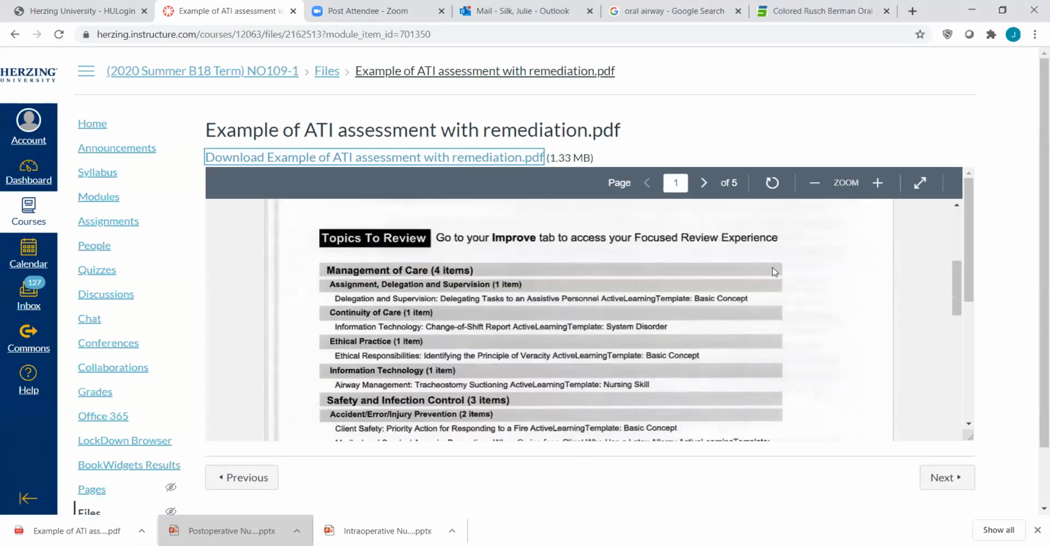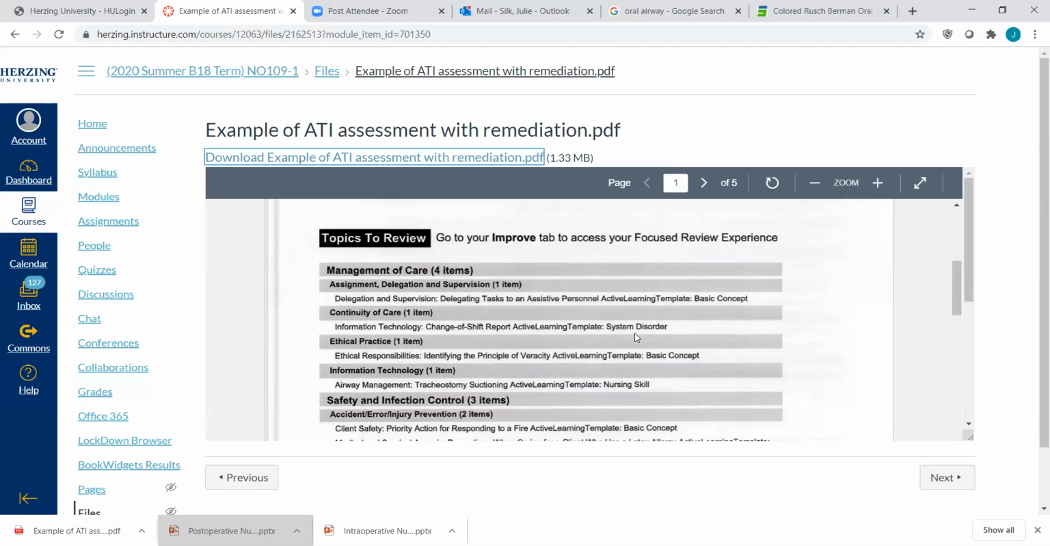So if you had to do 6 templates, you look at your topics to review, and you pick 6 things that you want to do. So it tells you what template to do. Like if you picked this one, delegation and supervision, it tells you you need the basic concept template. You see what I'm saying? If you did this one, information technology, that's a systems disorder one.